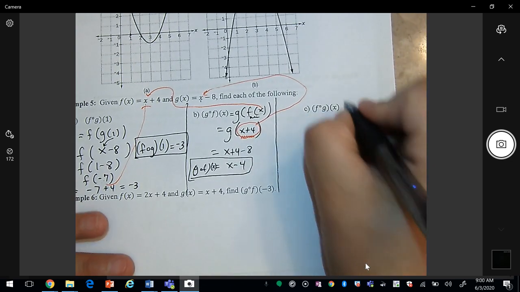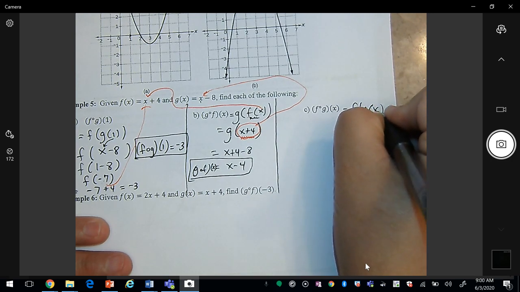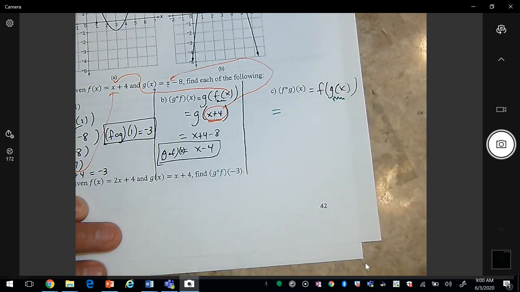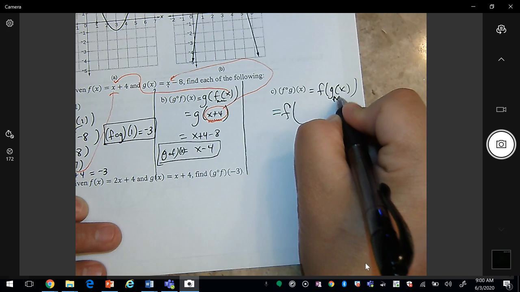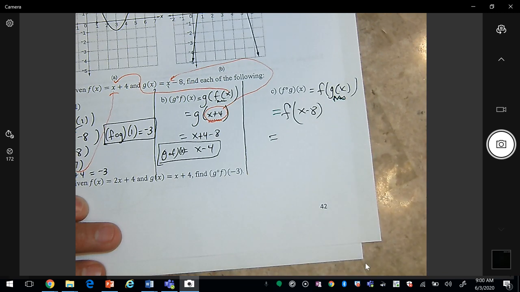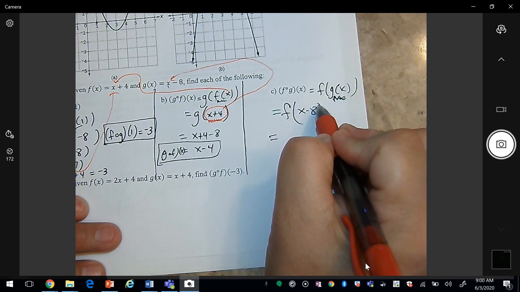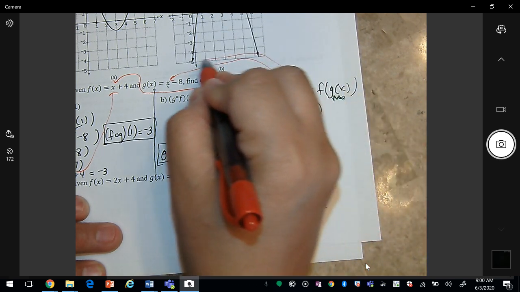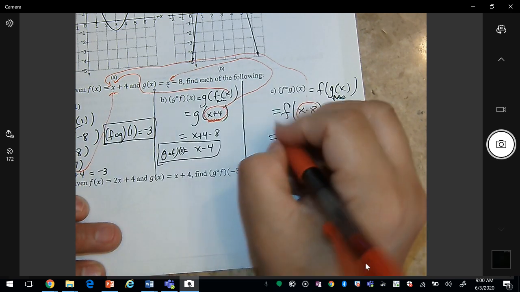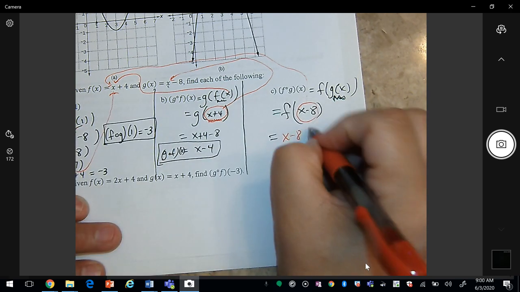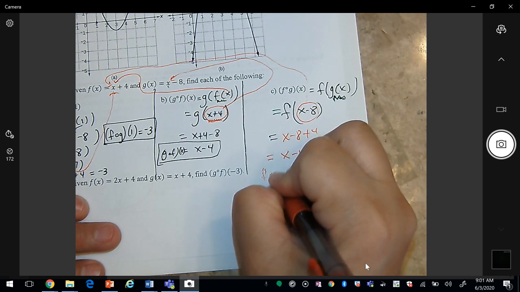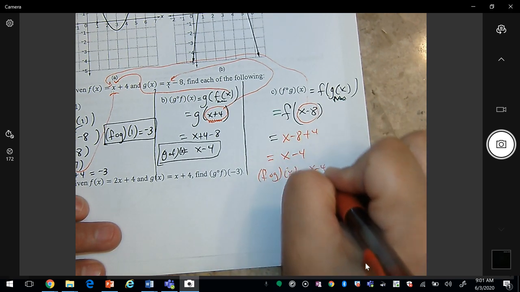And then the last one here, we can rewrite this as f composed of g of x. Here we want to do the g of x first. So g of x is just going to be x minus 8. And now we want to do f of x minus 8. So we're going to take all of this and plug it in for x in our function f. So I'm going to plug in x minus 8, and then I have a plus 4. So we get x minus 4. So the composition is x minus 4.